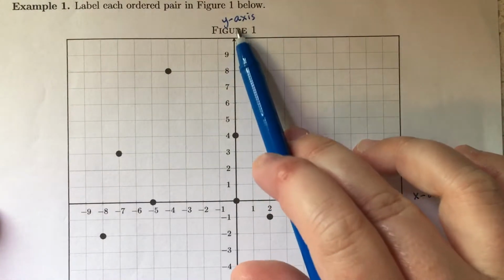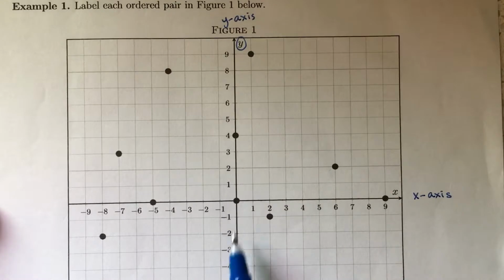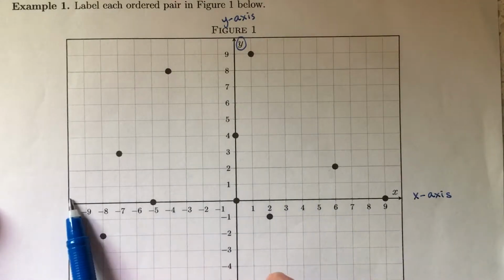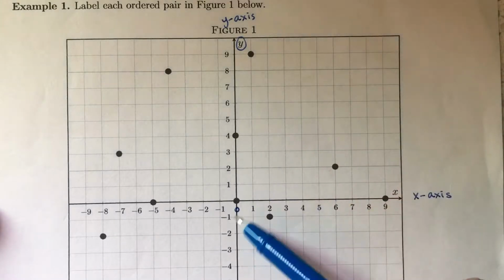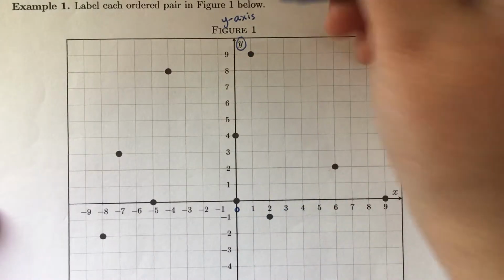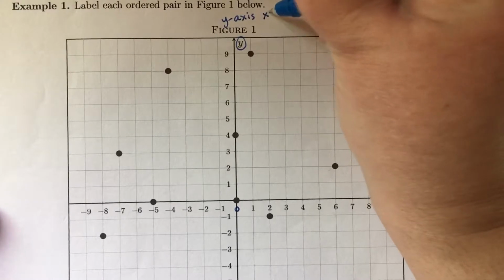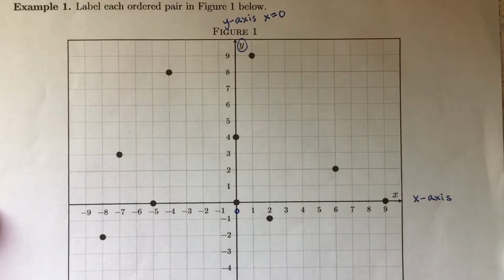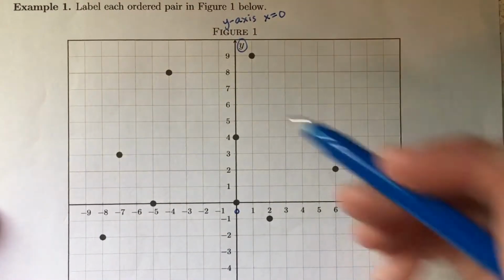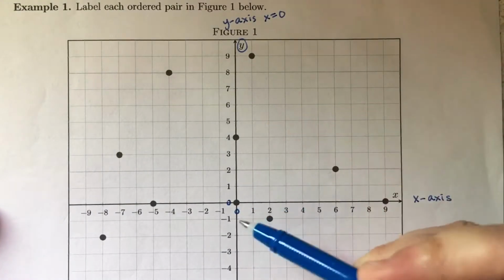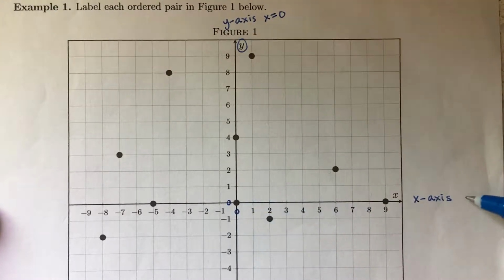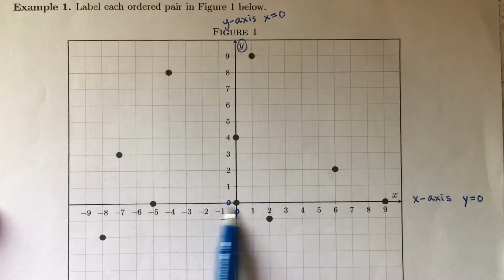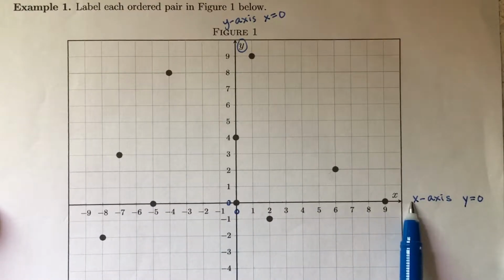The y-axis is the place where x is 0. So on the y-axis, the x value is 0 right in the middle. And so the y-axis is actually all the points where x equals 0. The x-axis likewise is where the y value is 0, right? It's not positive, it's not negative, it's right in the middle. So the x-axis is where y equals 0. So all the points on this line have a y value of 0.